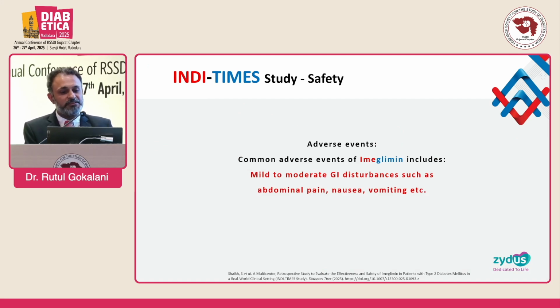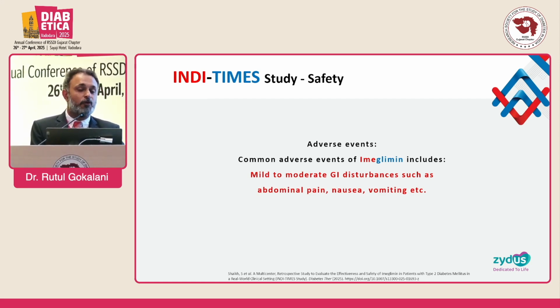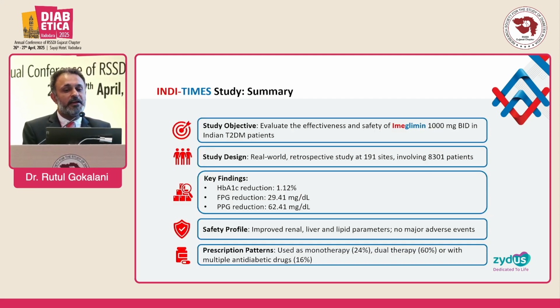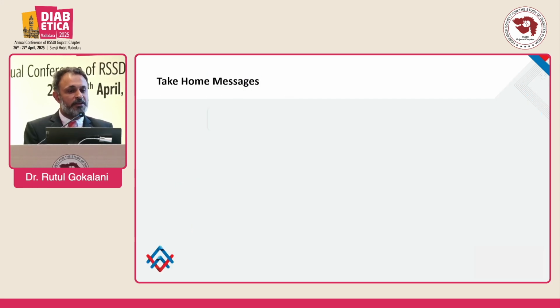As for adverse events, the common adverse events of imeglimin include mild to moderate GI disturbances such as abdominal pain, nausea and vomiting. This drug is very well tolerated. It is almost like metformin, but I would say that it has a little better tolerability than metformin. So I have already summarized this IndiTimes study before.